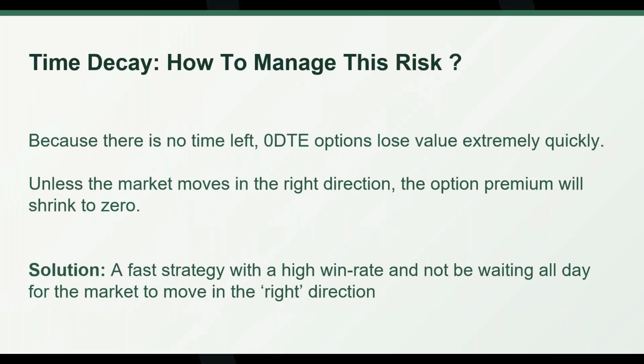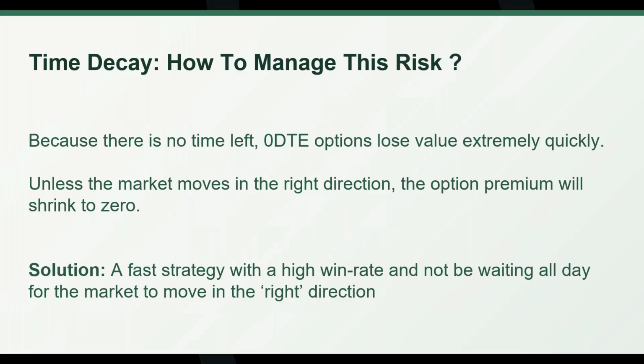So how do you manage time decay? That's the problem, right? If you're sitting there and your options contracts are going down in value, and the underlying's not even moving, it's a problem because there's no time left. They lose value pretty quickly. And so even if the market moves in the right direction, your option premium can shrink to zero or very low very quickly and really burn up your account.